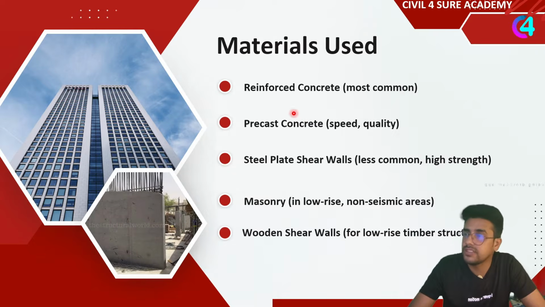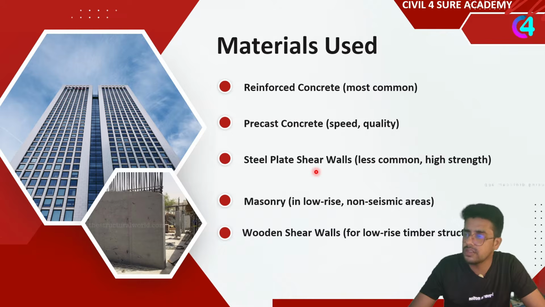And what are the materials used? What are the kinds of shear walls? Generally, the most common one is the reinforced concrete one, because it gives us high rigidity, and the material is easily available. The second one is the precast concrete, which is very useful in 3D printing cases, or the PEB case, pre-engineered building types.